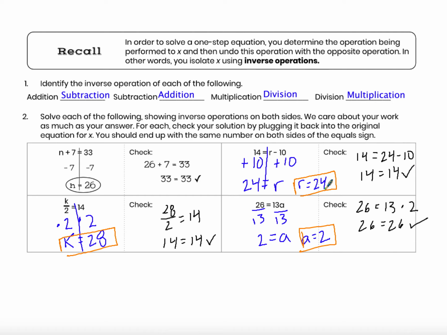And you did that for each of them. For example, here, your solution was a equals 2. You plugged 2 in for a, and see, does 26 equal 13 times 2? 26 equals 26, check. And that is what we mean by performing the check, which sometimes will be required in algebra and sometimes will not be.